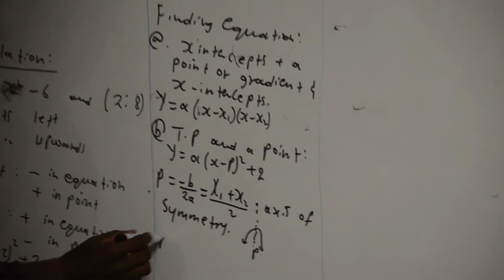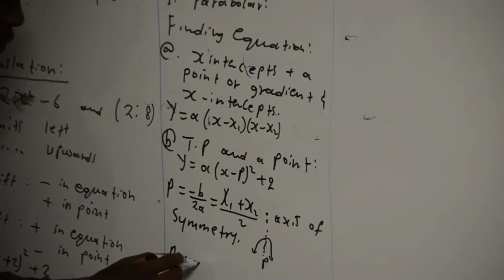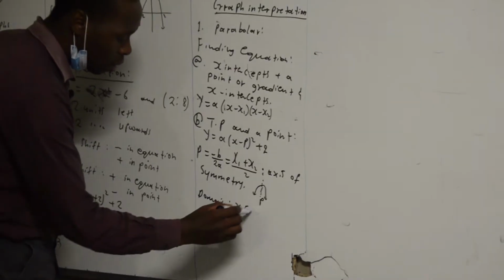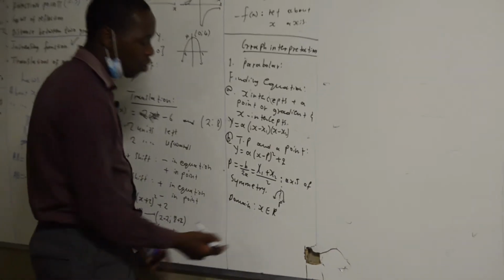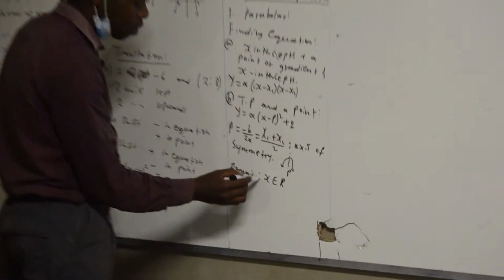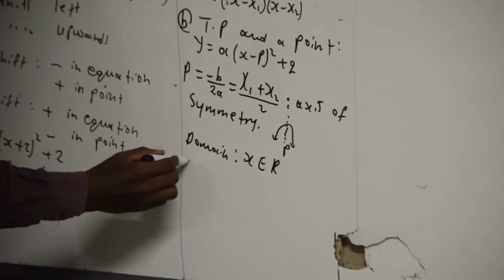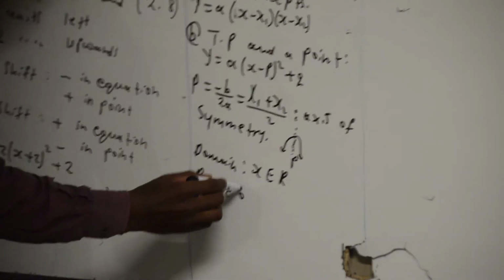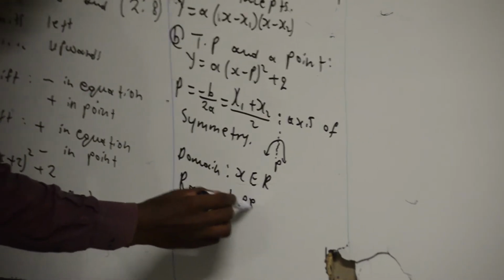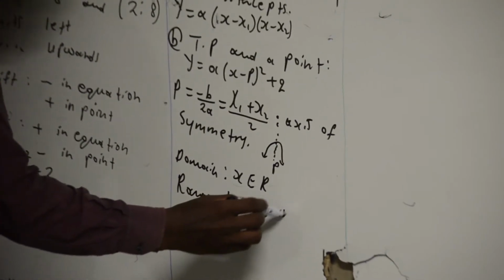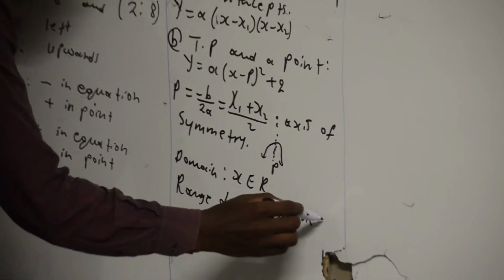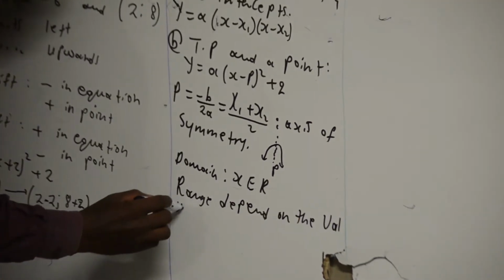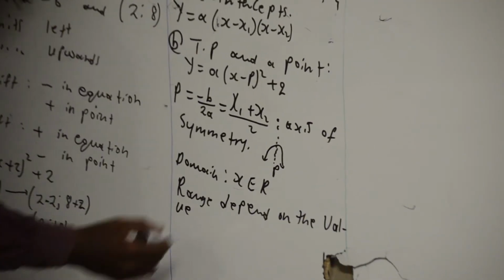Okay, also i-domain izawubuzwa pha. I-domain yakho apha is always x is an element of real number kwi-parabola. Ayichange madoda, si-marks as p size. Then i-range yakho yona idependa kwi-value ka-a. Uba a wakho ngubani.